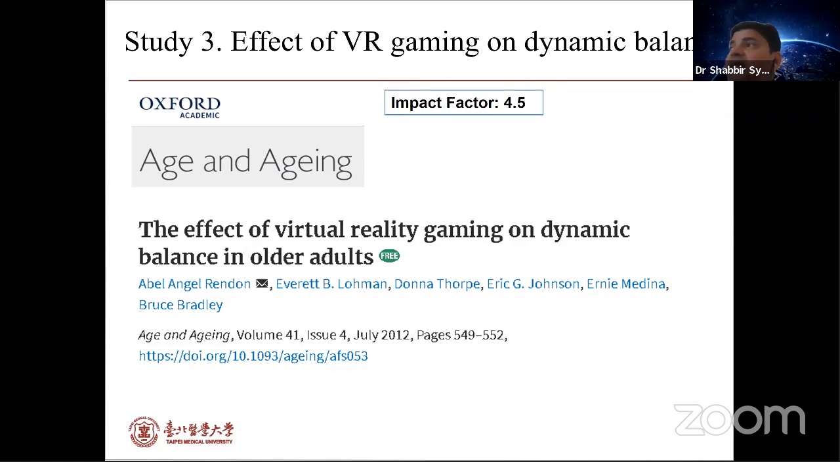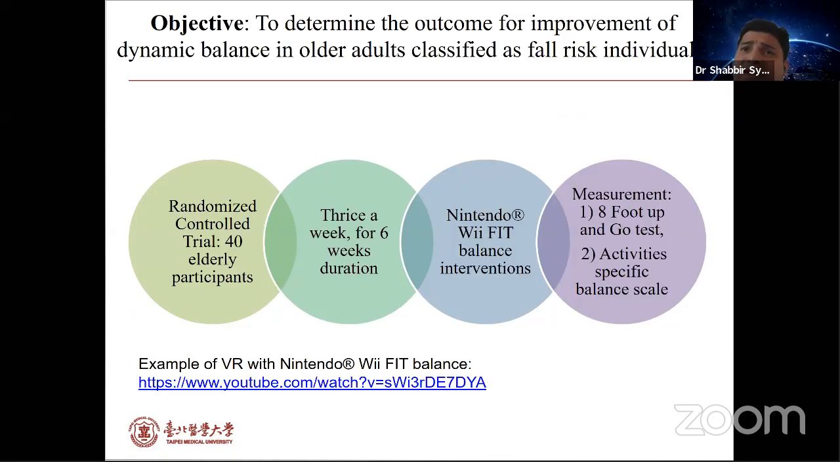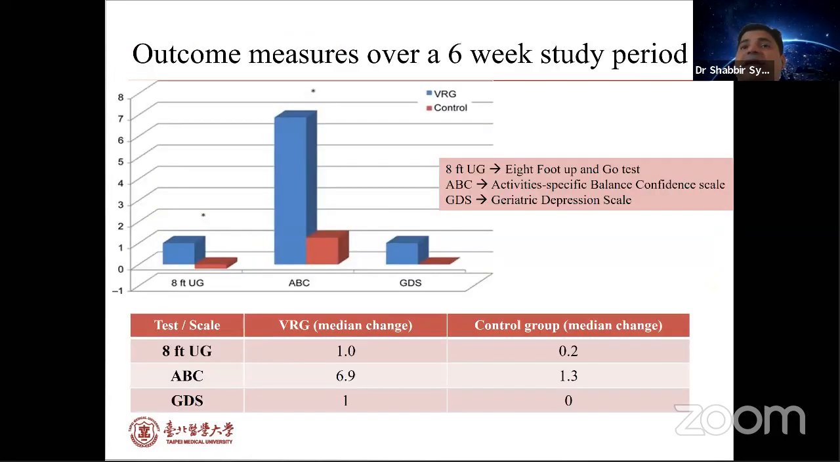And what are the measures? That their balance is good. This was a randomized controlled trial again, with 40 elderly people, thrice a week for 6 weeks, and they used, hopefully you know about it, the Nintendo Wii Fit balance intervention. So you take the devices before the computer or TV and connect them with the sensors, and it shows how you do balance, and it also records. The measurements were the 8-foot up and go test and activity-specific balance. And definitely they saw improvement.